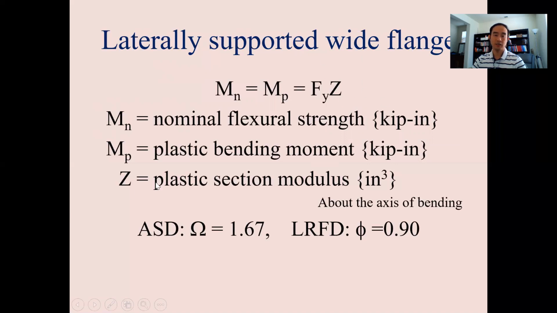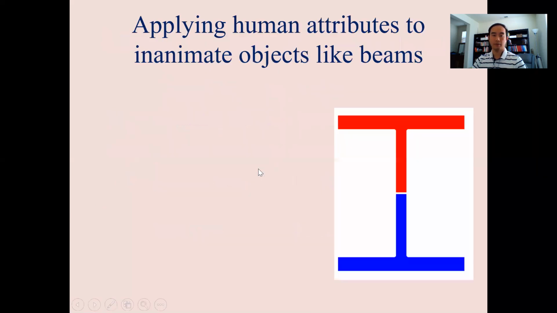And what was Z? Plastic section modulus. We already talked about that in the class, right? So Fy times Z is going to be the maximum moment capacity. And if we have either 0 unsupported length or an unsupported length less than L sub P, then M sub P is going to be the maximum moment capacity.